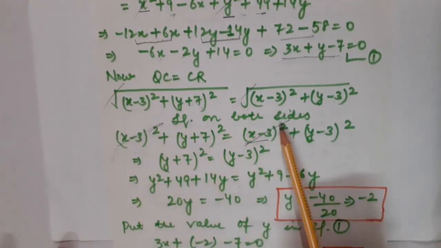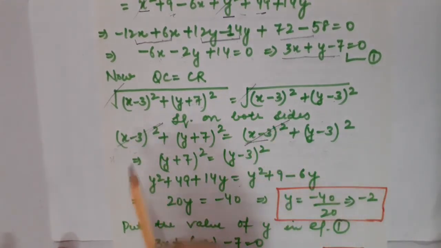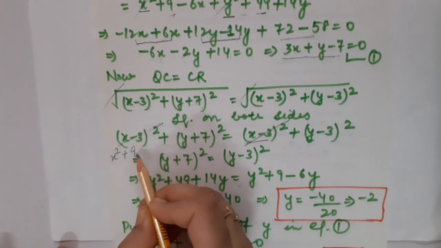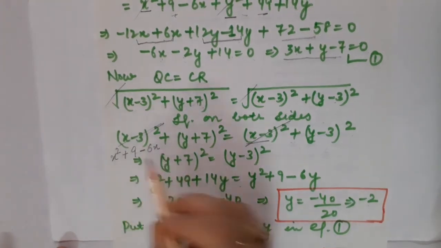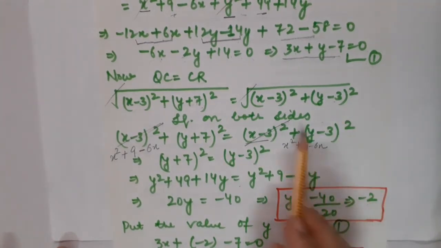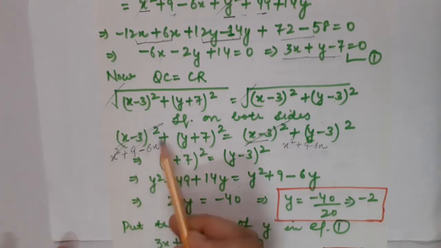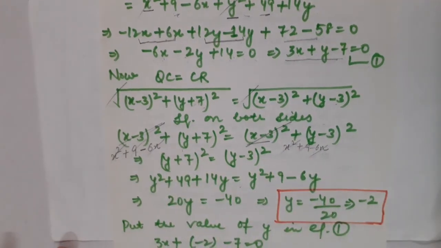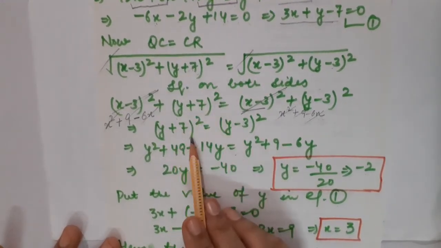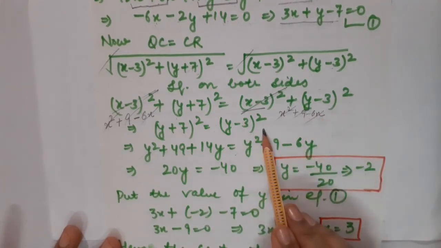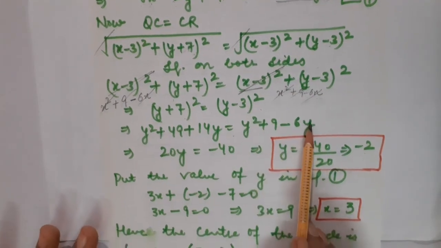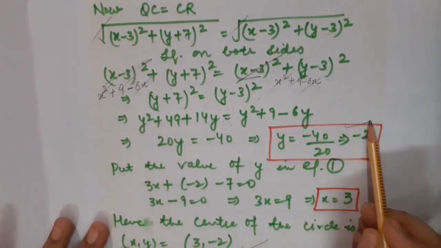While squaring on both sides, the square roots will be cancelled. Children, this (x minus 3) whole square will also be cancelled with it. How? Let us open it. It is (a minus b) whole square, that is a square plus b square minus 2ab. Correct? Here also you will get x square plus 9 minus 6x. When you bring them to the left hand side, definitely the sign will change and all three terms are going to be cancelled. Correct? So we are left with (y plus 7) whole square is equal to (y minus 3) whole square. Open (a plus b) whole square and here (a minus b) whole square. So ultimately I have got the value of y as minus 2.